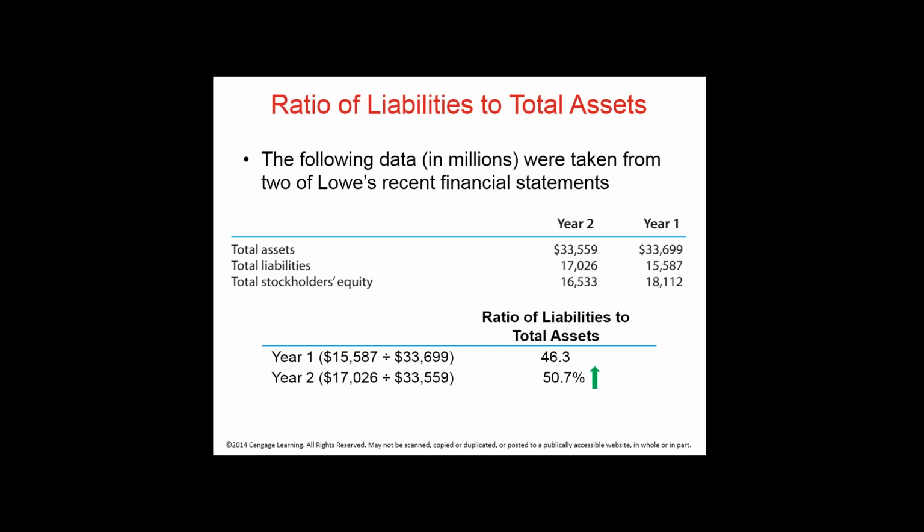Now, you cannot just take a ratio and say, oh, that's good or bad. It's bad because it's going up. You need to know the reason behind it. Perhaps they financed a new building, or perhaps they bought a lot of new equipment. There may be a very good reason for the increase in the ratio.